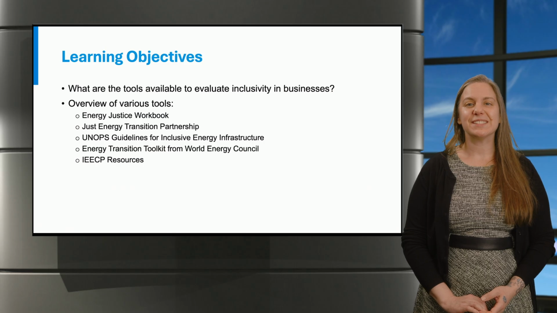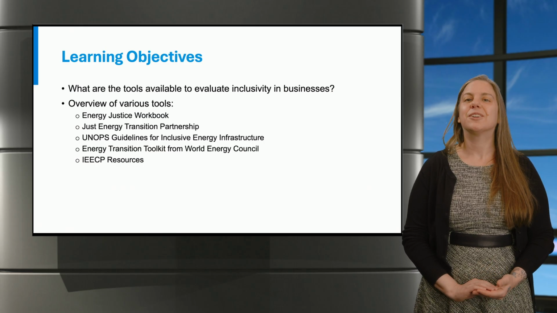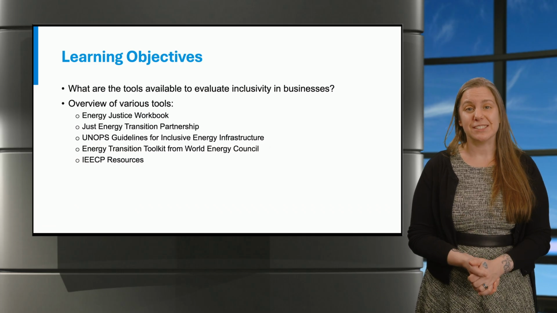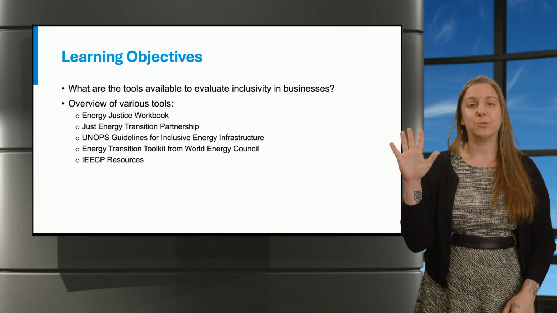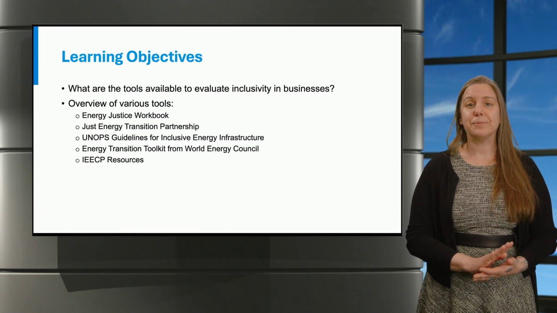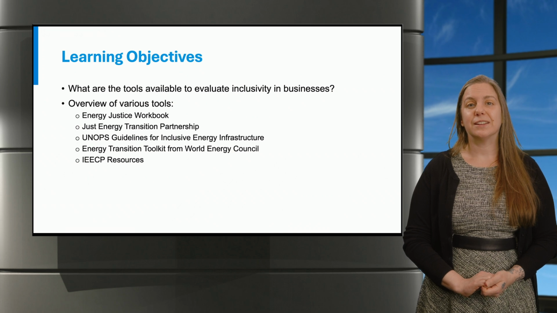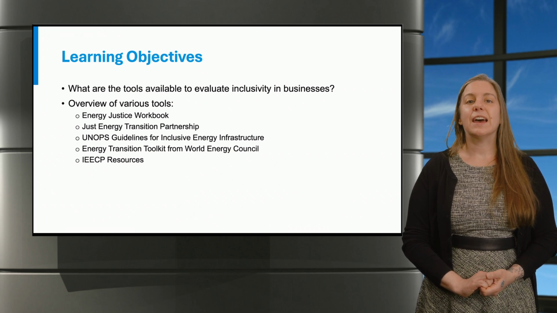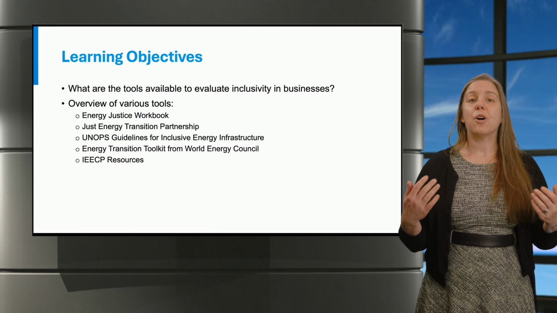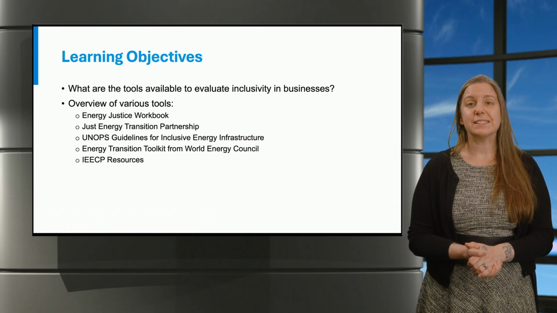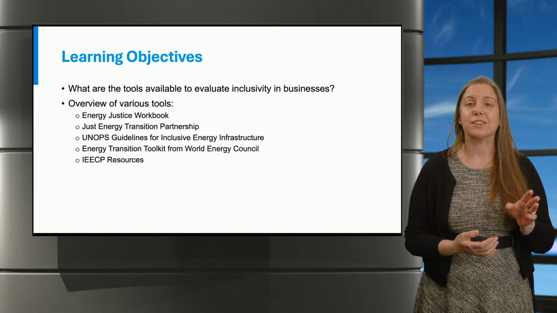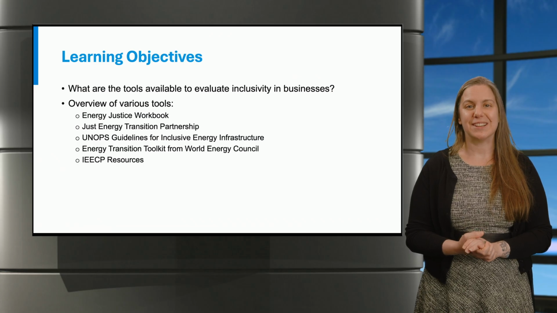Our learning objectives for this lecture are to explore some of the tools currently available to evaluate inclusivity in businesses, particularly in the context of the energy transition. We'll go over 5 specific tools in this lecture: the Energy Justice Workbook, the Just Energy Partnership, the UNOPS Guide for Inclusive Energy Infrastructure, the Energy Transition Toolkit, and the IEECP resources. These are all valuable resources and tools that businesses can apply to evaluate how inclusive their strategies, policies, and projects are, especially when they engage in the energy transition.